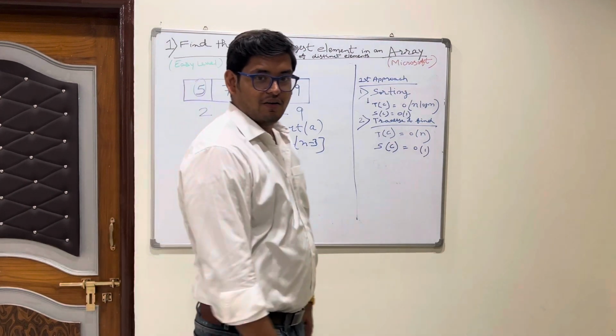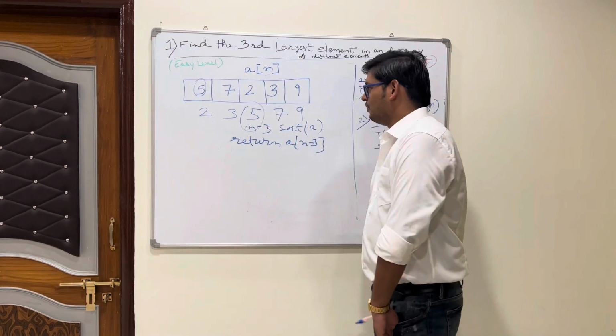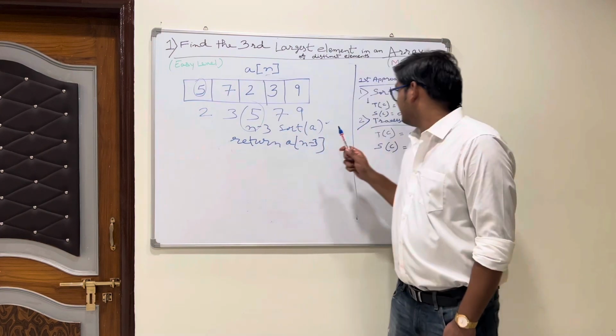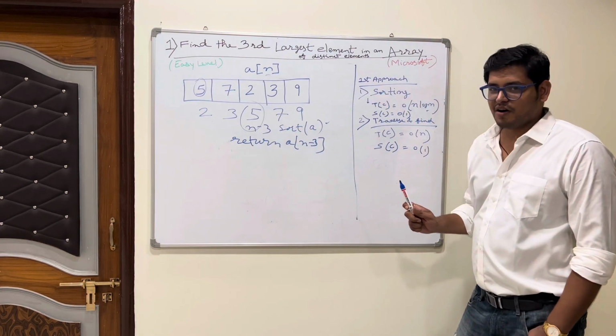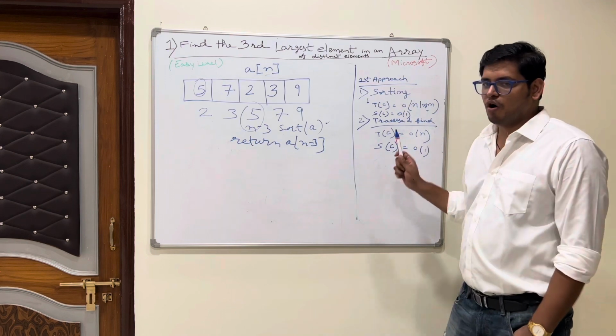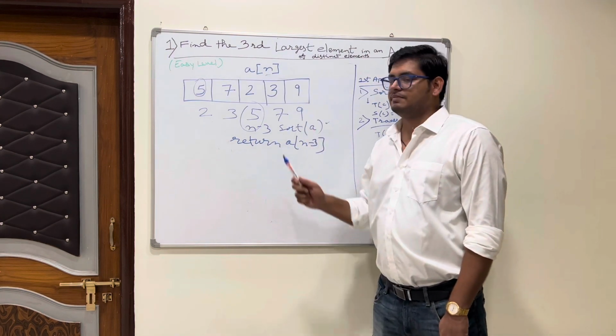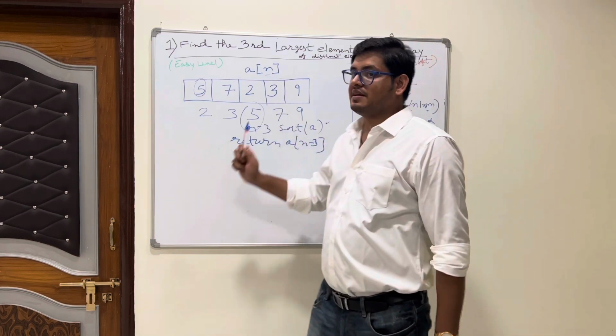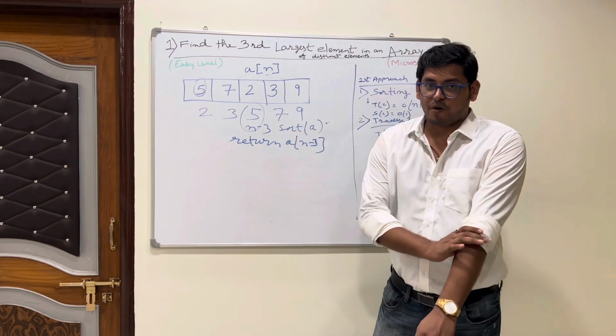But is this an optimal solution? No. The time complexity of this sorting algorithm is order of n log n, so this is not an optimal solution. The space complexity is order of 1 if we are not taking a new array. But can this be solved in a better time complexity?